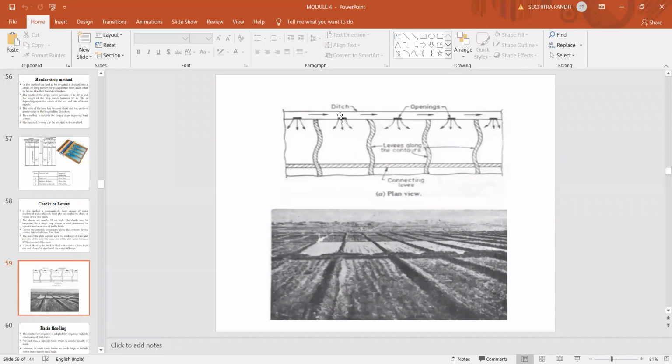Now you can see here, this figure shows the check flooding. Here this is the supply ditch, and here you have these levees or earthen bunds which separate the plots. You can see here levees along the contours, which follow the contour of that particular area. So the entire area is constructed by means of these levees or earthen bunds, and water is directly admitted between these contour laterals. So wherever you have a highly permeable soil, a large quantity of water is supplied so that the percolation losses are less in case of check flooding.